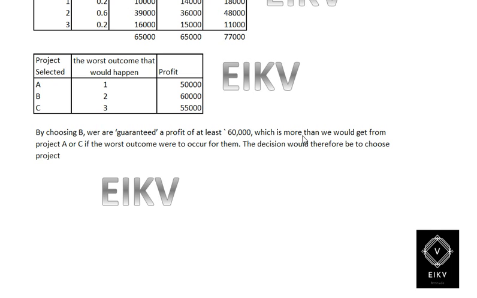So guys, from this inference we can take that if there is a worst outcome, then it is better to choose project B, because when we analyze these three options, the best outcome for the worst scenario will be project B.